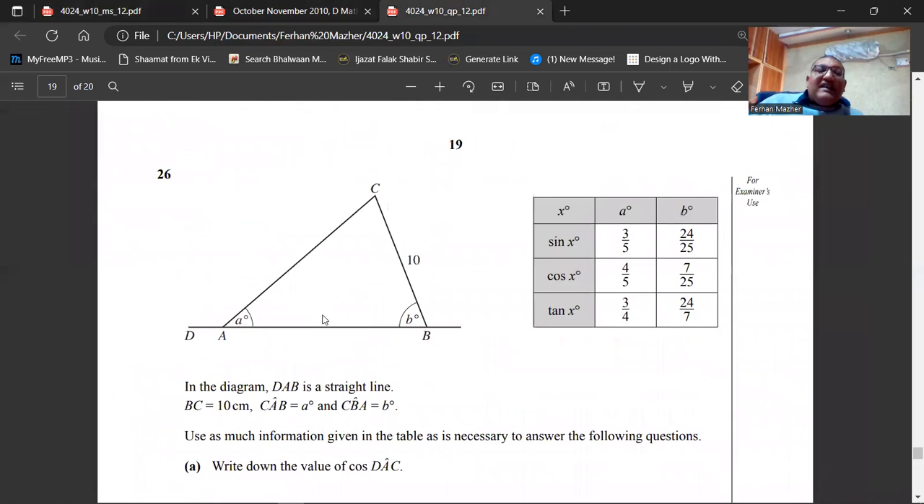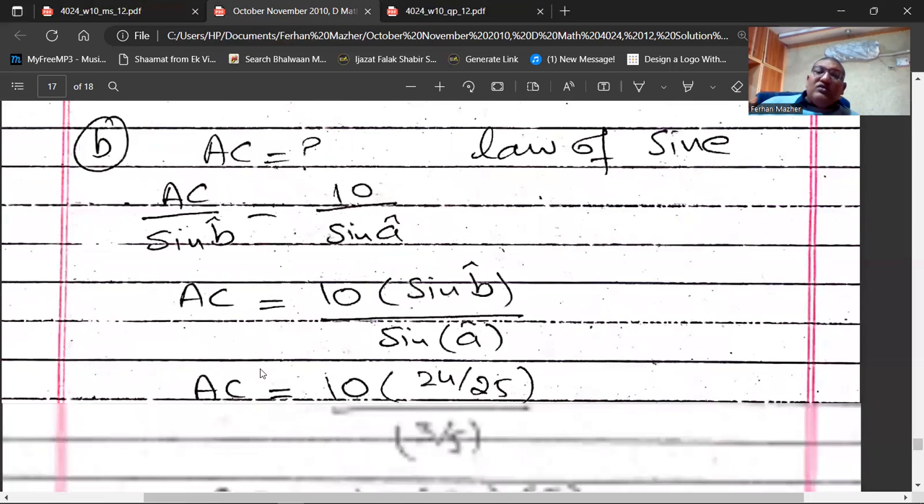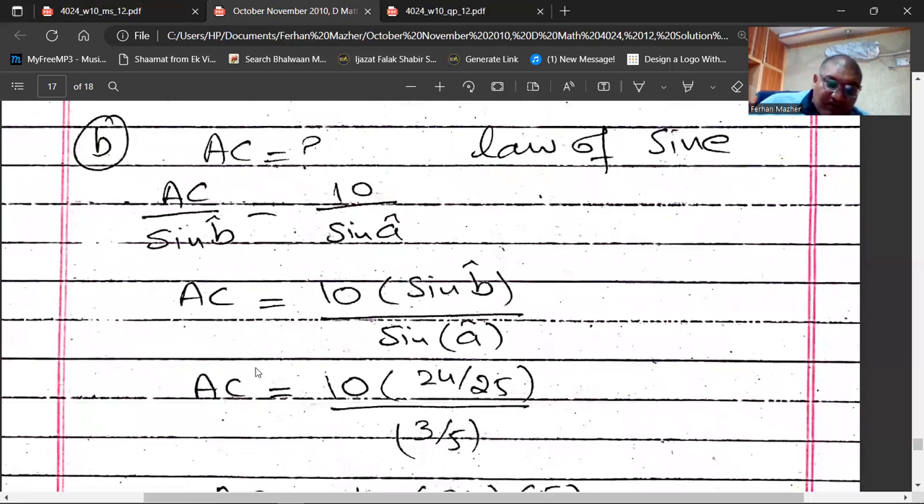Then he says calculate AC. So they want us to find out the AC. Opposite to the AC is this angle, and opposite to this side is this angle. So very easily I can find it. I know the values of the sine and cos of these angles. So the AC is the question. So I am going to use the law of sines. He says that AC by sine of B is equal to 10 by sine of A.